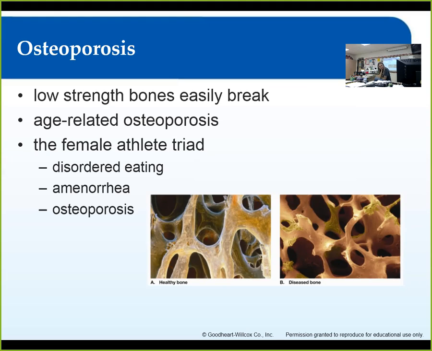So, osteoporosis is an abnormal condition of bone pores. So really, what problems do you foresee with that issue? Brittle. Stress fractures, like we said earlier.